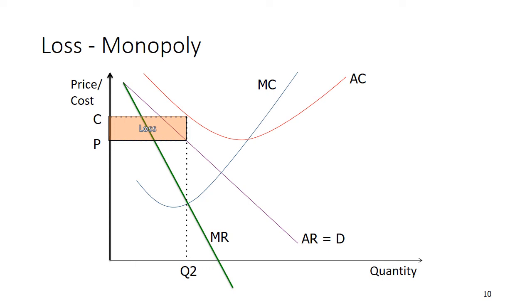The additional cost you can't cover will cause a loss. We call this the abnormal loss in the monopoly. This is the abnormal loss. So accordingly, you can see three types of profit: normal profit, abnormal profit, and abnormal losses, right?